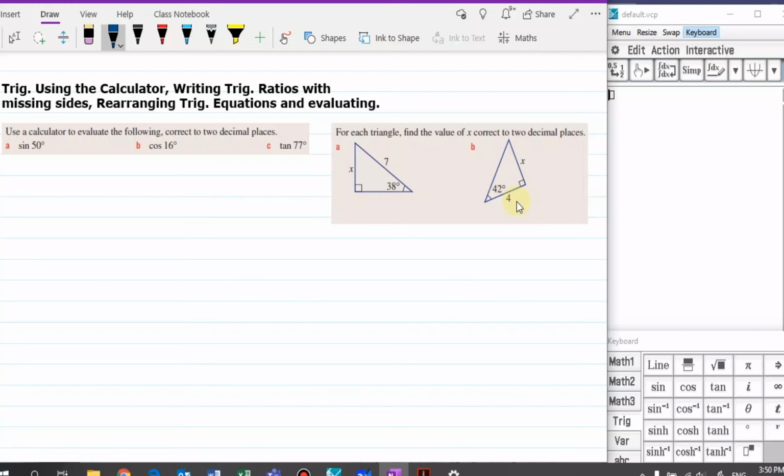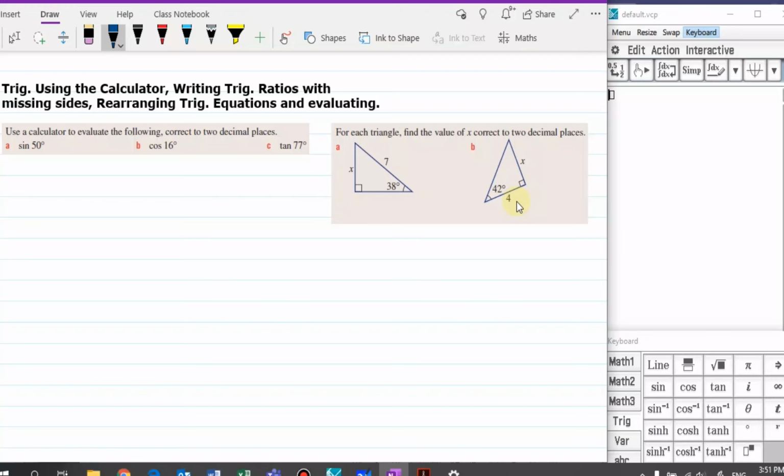Let's get real. Today we're going to look at using our calculator, with an introduction to calculating trig values, and then finding missing side lengths and rearranging trig equations, then evaluating to find what that side length is.